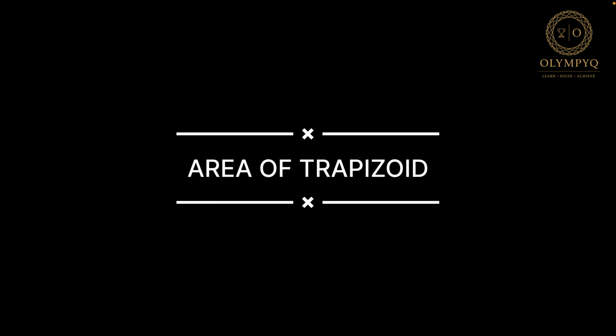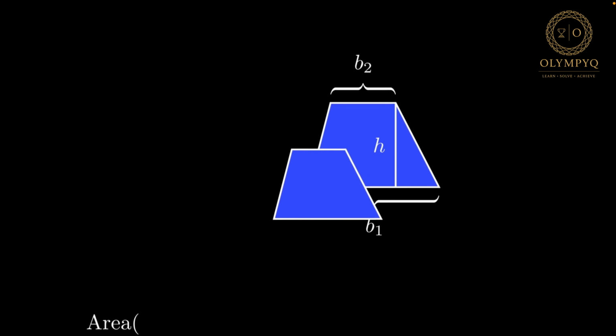We are going to find the visual proof for the area of a trapezoid. Let's say the trapezoid has a bottom base of length b1, the top parallel side has a length b2, and the height is h. Now watch carefully.